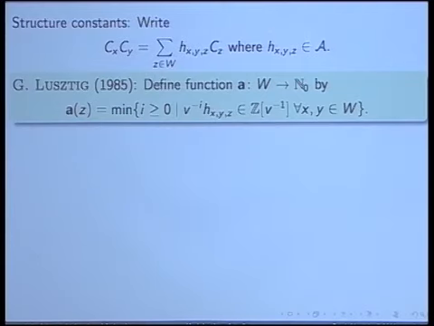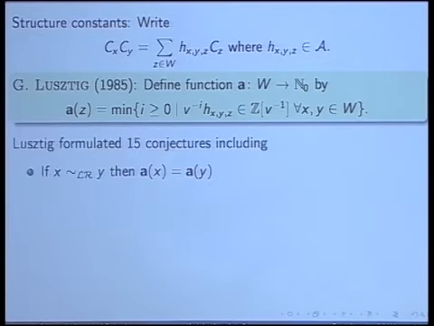Anyway, using this a-function, the P1-P15 conjectures, the conjectures I was speaking about at the beginning. So for example, if x is equivalent to y in the two-sided order, then x and y should have the same a-function.